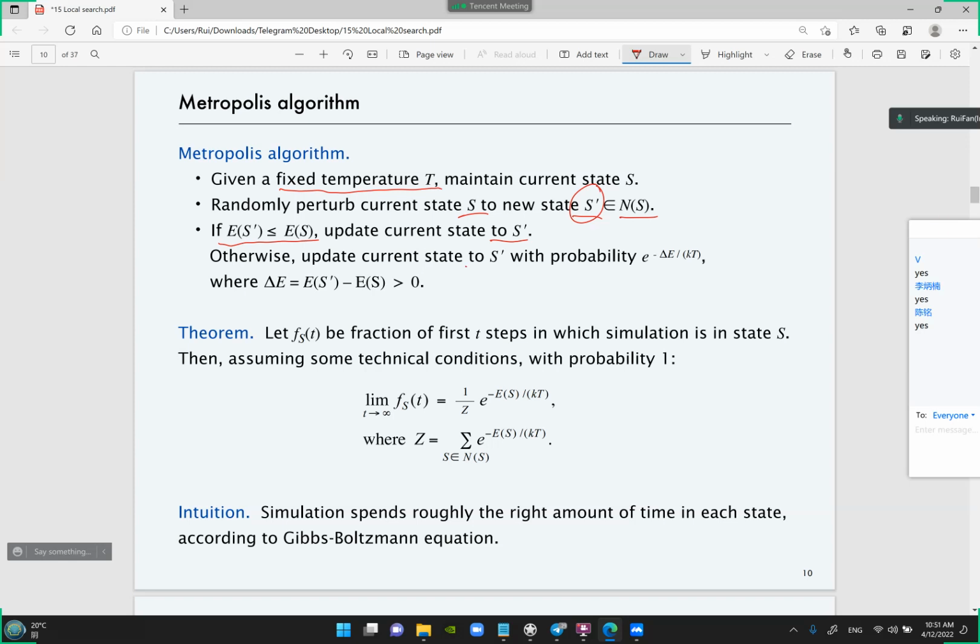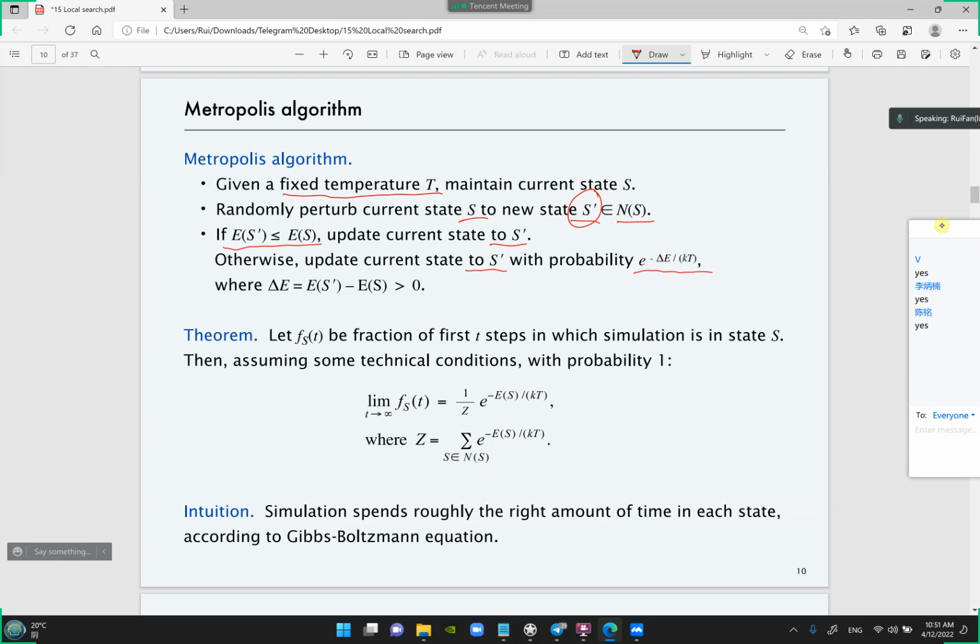However, if you happen to pick a neighbor with a higher energy, then there's a probability that you can still move to this neighbor. The probability is e to this exponent over here, where delta E is the change in the energy. For example, if S has an energy of 10 and this new state has an energy of 15, then going to S prime increases your energy by 5, which is normally bad. However, in the Metropolis algorithm, you still allow yourself to make this bad move.